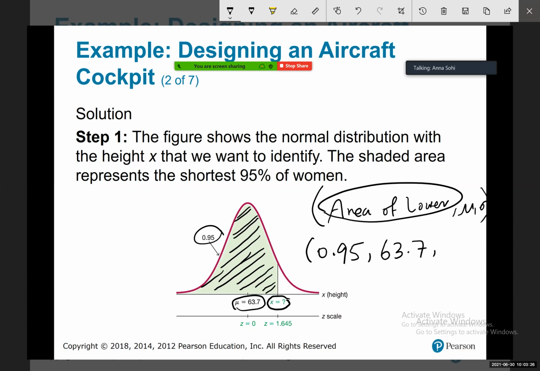Mu is 63.7. That was given in the problem. And sigma was also given: 2.9. Now I want you to use your calculator. Since you already have the area and you want to find x, you use inverse norm. Inverse norm is when you have the area and you are looking for x or z. So use your calculator: 0.95, 63.7, 2.9.